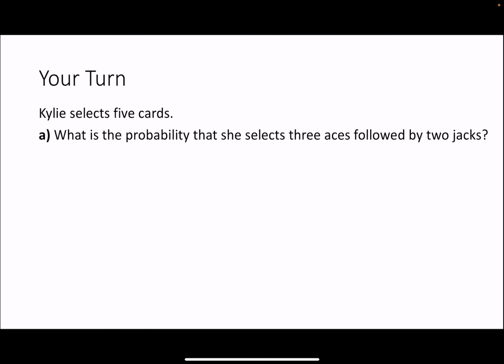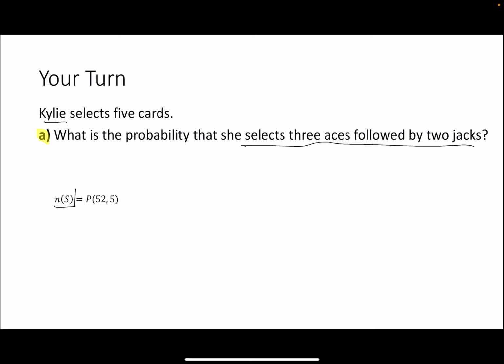Now, I'll let you guys try this. What is the probability that Kylie selects 3 aces followed by 2 jacks? Well, we can try it. Oh, I did it over here.